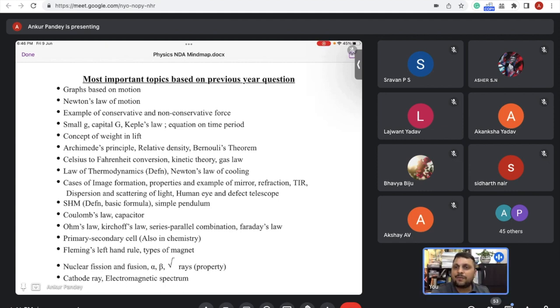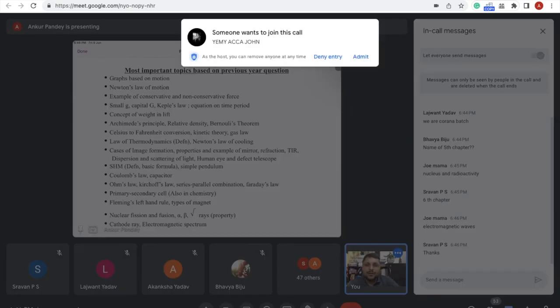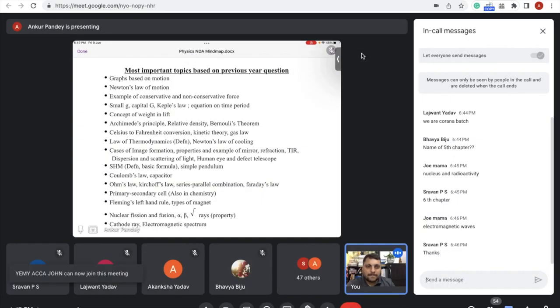Someone asked about the sixth chapter, fifth chapter. I just read the chat, I could have missed it. Let me reread it. So the chat asks for the sixth chapter, right? The sixth chapter is 1, 2, 3. The sixth chapter was electromagnetic waves.